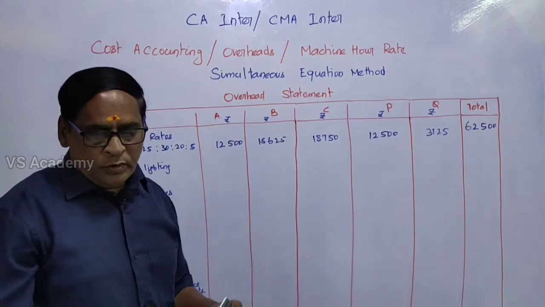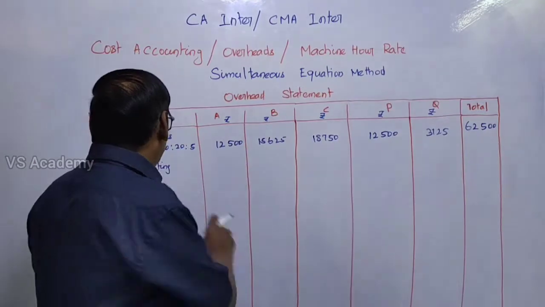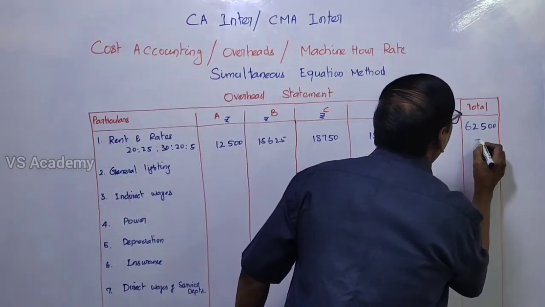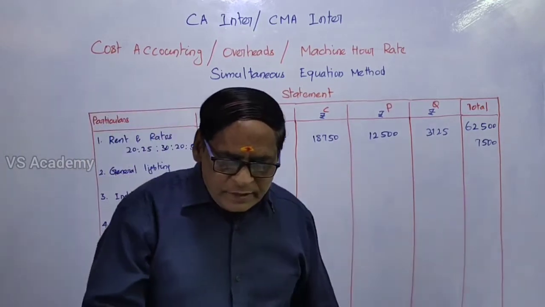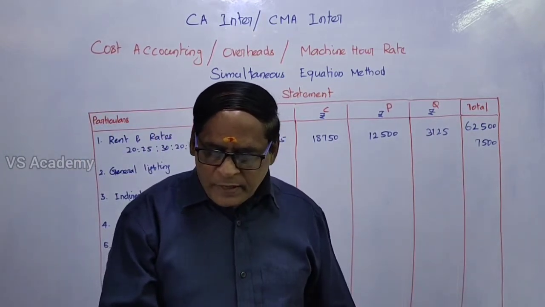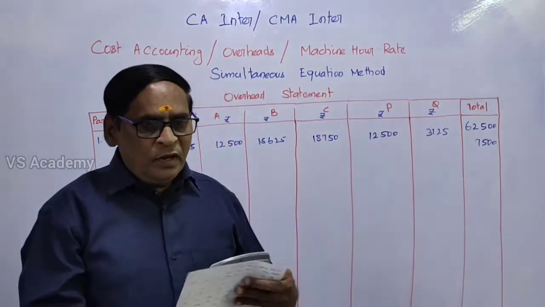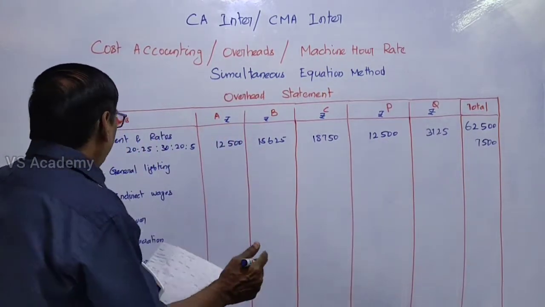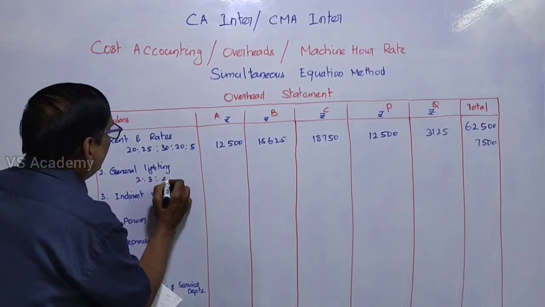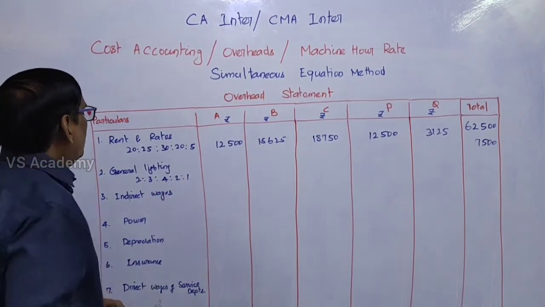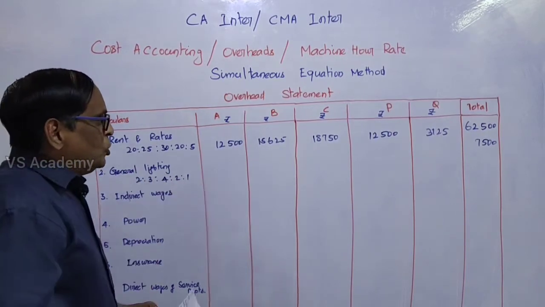So 16,500. And then general lighting expenses 7,500. On what basis do we have to calculate lighting? The number of lighting points is 10 is to 15 is to 20 is to 10 is to 5. If you simplify it, you get the ratio 2 is to 3 is to 4 is to 2 is to 1. The total will come around 12.